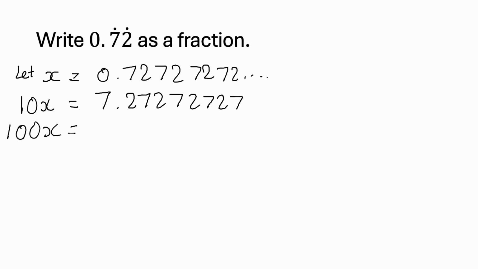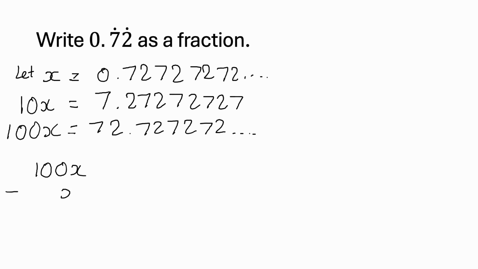If we times 0.72 recurring by 100, we get 72.727272. So now we can see that the 100x and the x next to the decimal point, so the 727272 and the 727272 for x and 100x, match. So when we subtract them away from each other, we can eliminate the numbers that are to the right of the decimal point.